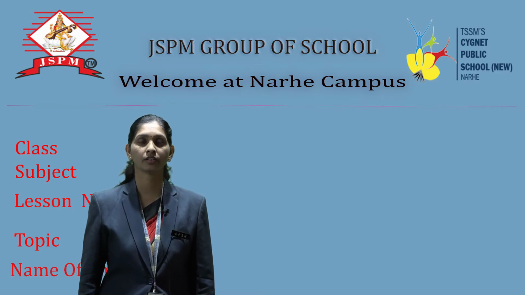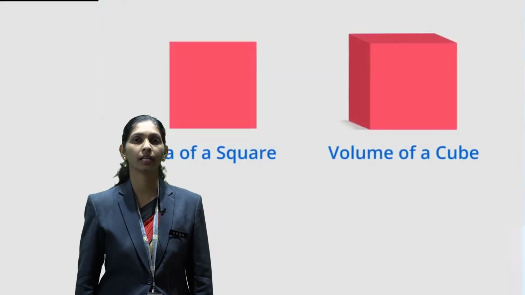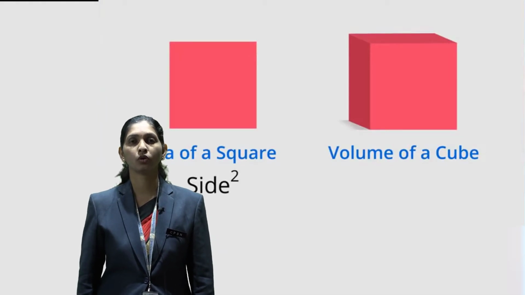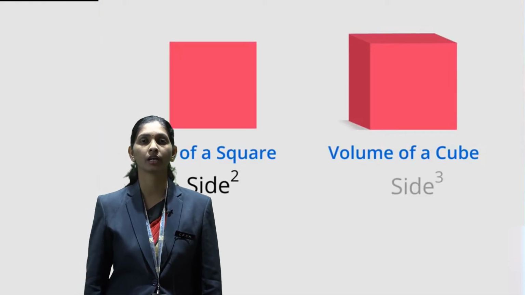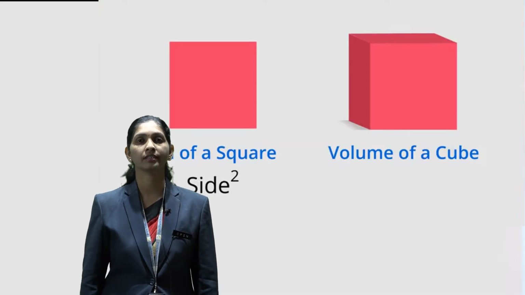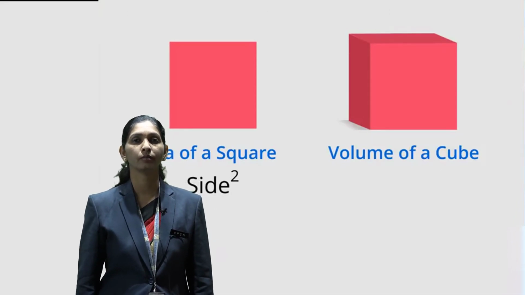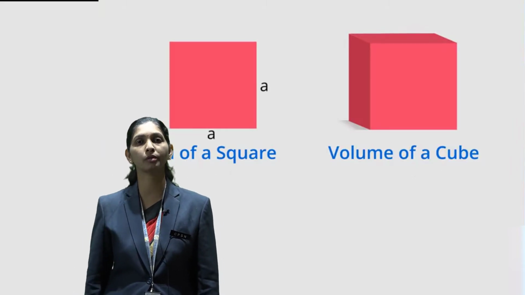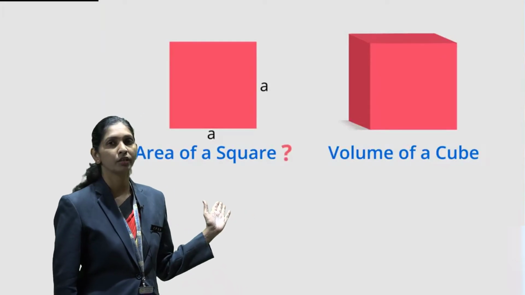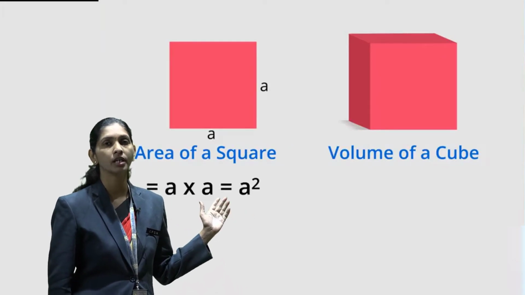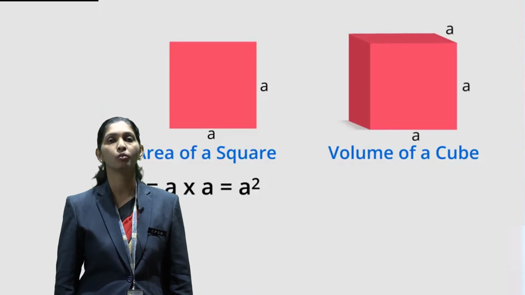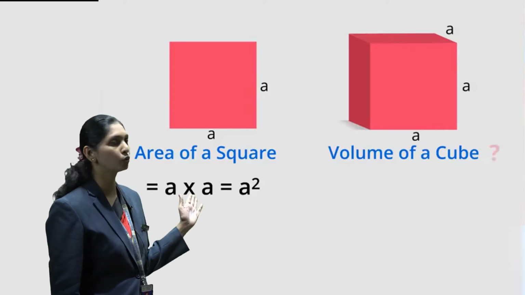Today's topic: exponents and powers. Students, we know the area of a square and the volume of a cube. Yes, the area of a square is side squared and the volume of a cube is side cubed. But if the length of one side of a square is A, then what will be the area of the square? It will be A squared. Or suppose the length of a cube's side is A, then the volume of the cube will be A cubed.